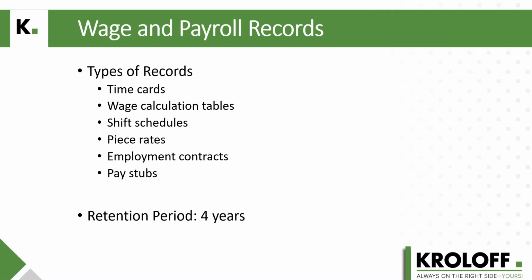Wage and payroll records have a retention period of 4 years or more. The recommendation here pertains to time cards, wage calculation tables, shift schedules, piece rate pay, any employment contracts that you may have that set the rate of pay, and the employee pay stub. So a claim for unpaid wages, for example, can potentially go back 4 years, depending upon how the employee brings that claim. And so you want to maintain not only these records and the payroll records that are in your payroll system, but also an actual copy of the pay stub that the employees receive.